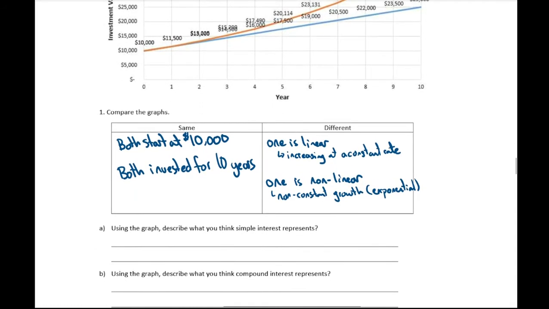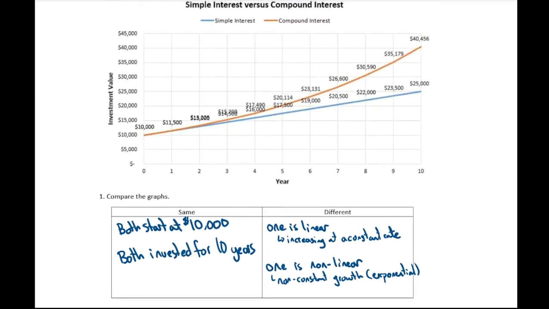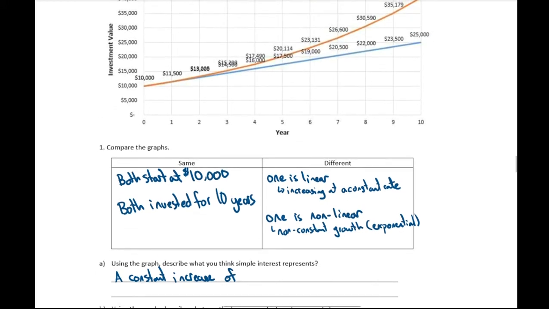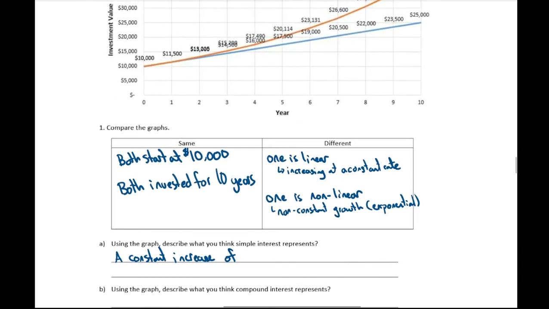So using the graph, describe what you think simple interest represents. So simple interest is that blue line. Looking at that blue line, simple interest represents a constant increase of, and if we look at the values, it's increasing by $1,500 a year. So there's a constant increase, right? Because of that straight line, that linear relationship, it's increasing by a constant amount.